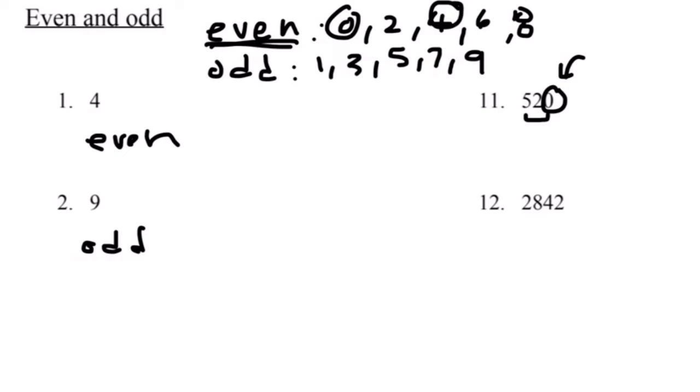Last but not least, number 12, 2,842. This is the same thing as number 11, except we're in the thousands range. 2,842, we look at our ones place. Our ones place is a number 2. Therefore, we know that this is an even number. The number 2,842 as a whole is even because its ones place has an even number.